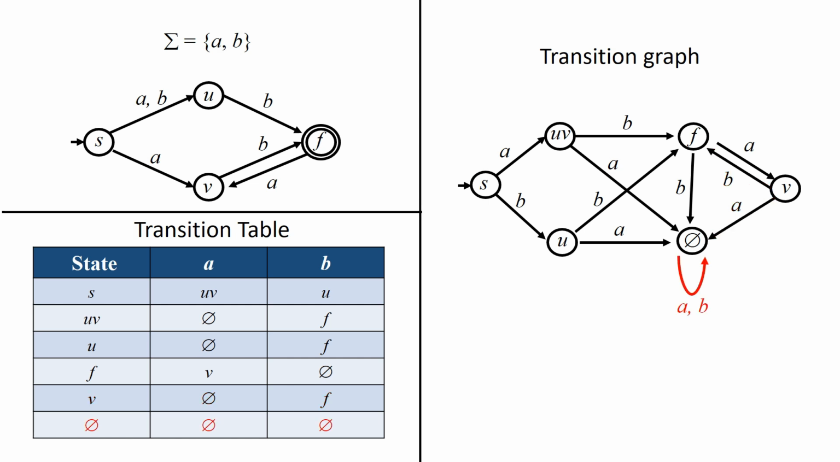Finally, the state empty set. From the state empty set, with the symbol A or the symbol B, it goes back to the state empty set. Now, the final states are all the states containing the original final state F. In this case, only one state contains F, namely the state F itself. So this is the final transition graph and it is deterministic.